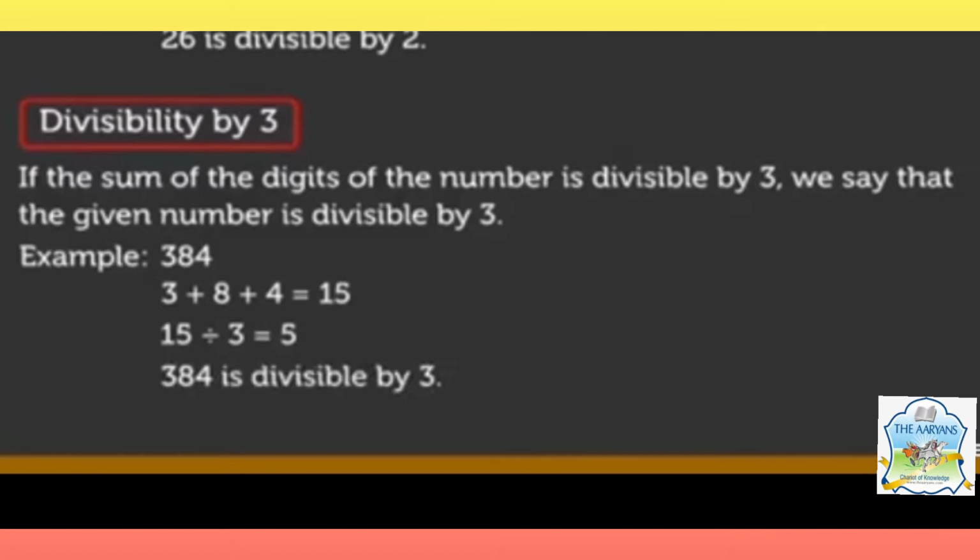For example, 384. We have to sum up the digits. 3 plus 8 plus 4 comes to 15. 15 is divisible by 3. 15 comes in the table of 3, so 15 is divisible by 3.